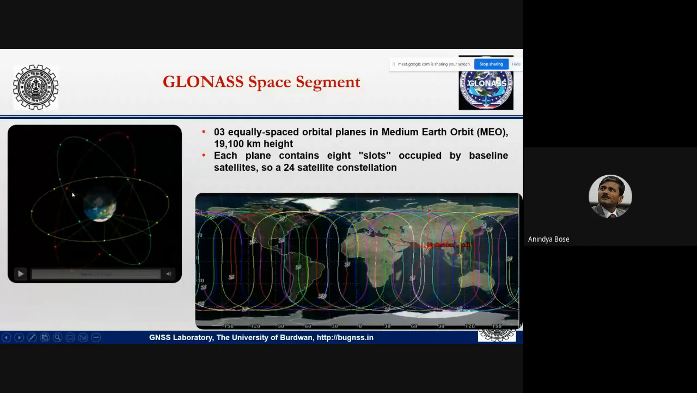Just to give you a different flavor, you can see a three orbit constellation. Earlier we had a six orbit constellation. Now it is a three orbit constellation, and everywhere instead of four there are eight satellites. These bright dots are the satellites. Once again from Hyderabad you can see nearly six to seven GLONASS satellites visible.